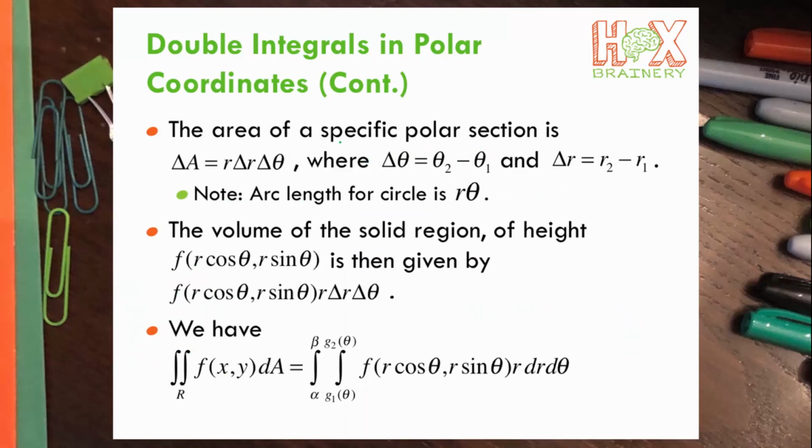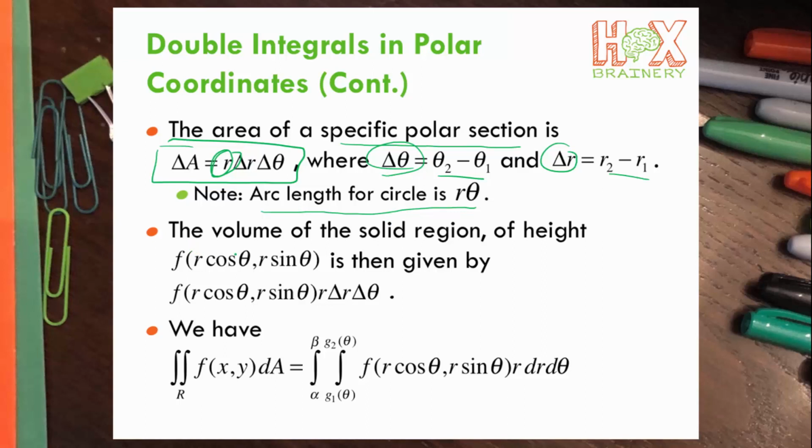The area of a specific polar sector is given by this here: delta A is equal to r delta r delta theta. Delta theta is a small change in the angle, and delta r is a small change in the radius. Now notice you have an extra factor of r here, and that's because the arc length for a circle is r theta. So you have the extra factor there.